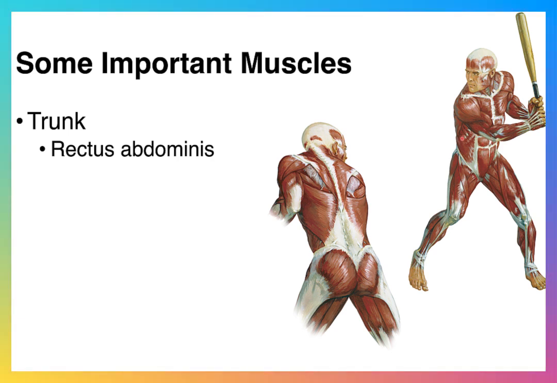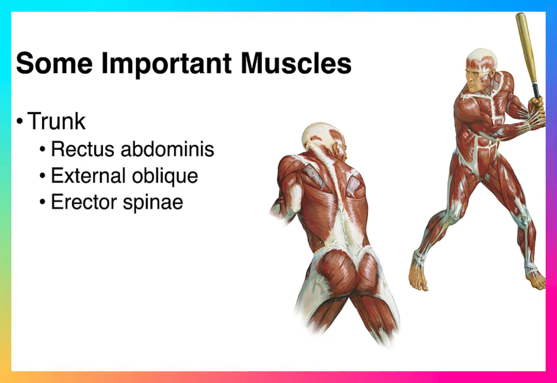Now here on the side you see some other muscles. These are called the external obliques, and these muscles are part of the muscle group that allows you to twist your trunk left or right. And then the erector spinae, which you cannot see, is underneath the latissimus dorsi. It is responsible for allowing you to sit up straight from a bent over position.